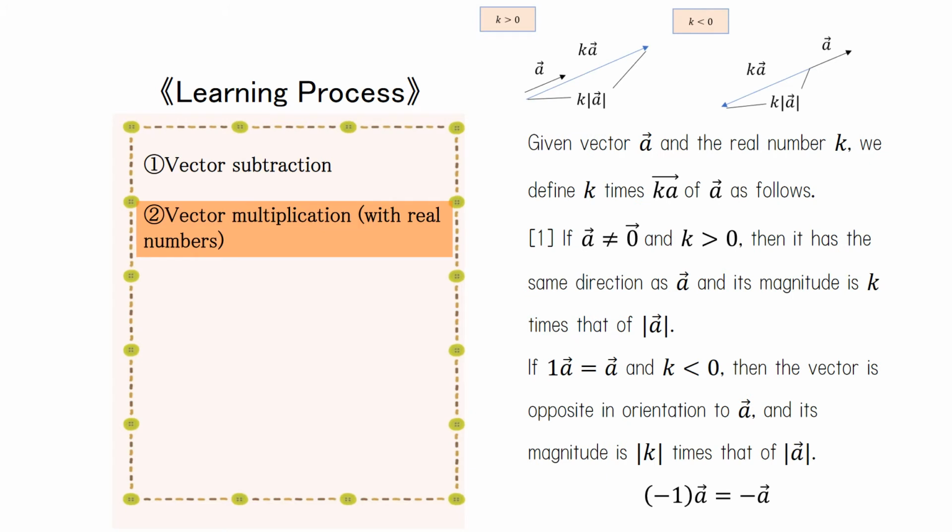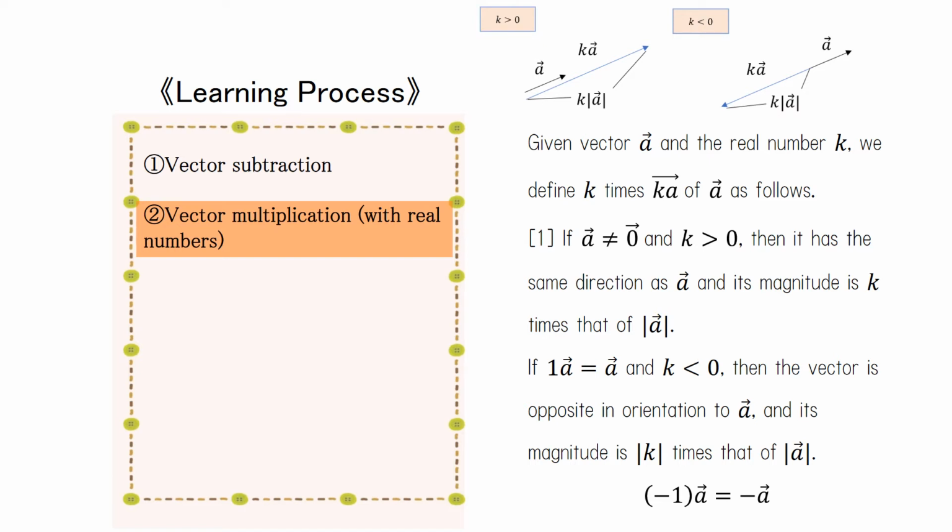Next, let's talk about vector multiplication with real numbers. Given vector A and the real number k, we define k times vector A as follows. If vector A is not equal to the vector 0 and k is greater than 0, then it has the same direction as vector A, and its magnitude is k times that of the absolute value of vector A.